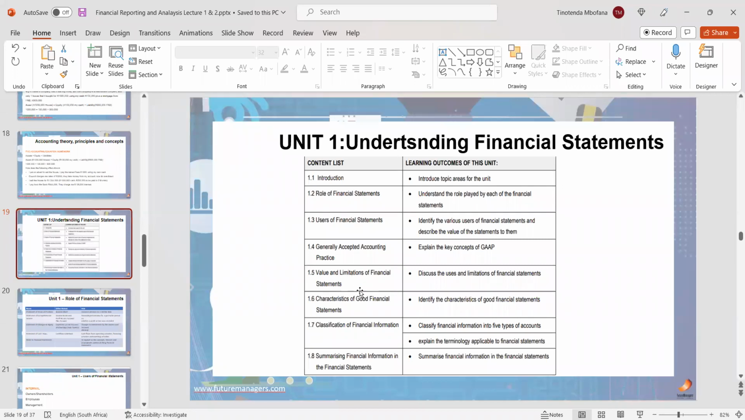So 1.4, I'm going to skip it for now. Generally accepted accounting practice, I'm going to skip it for now. And then also 1.5, I'm going to skip it for now. We're going to do it in our next lecture.